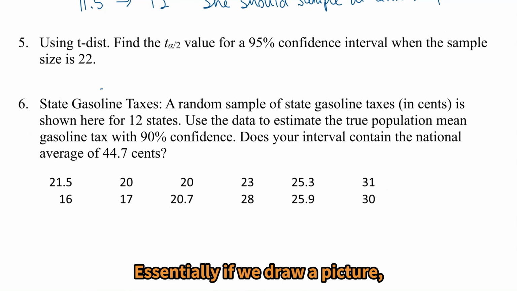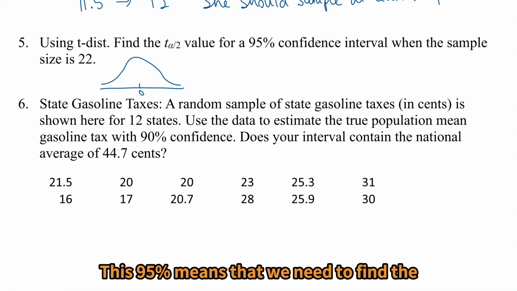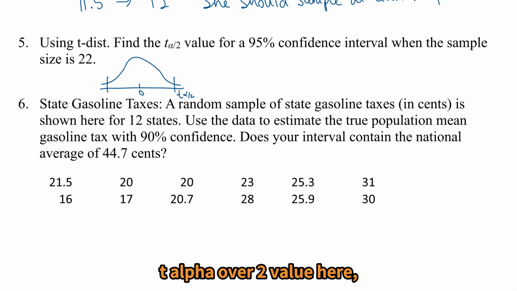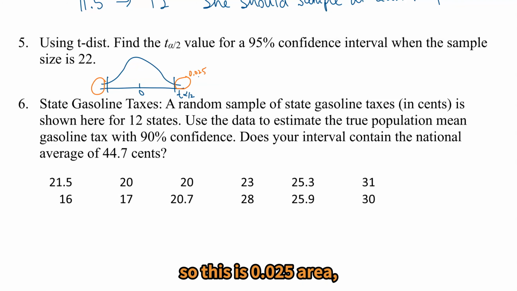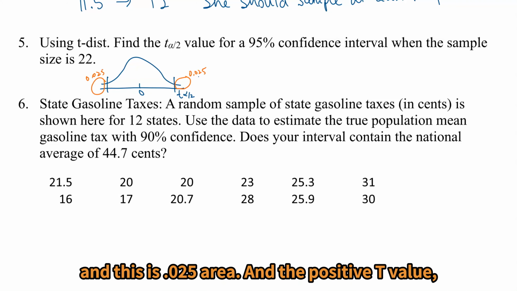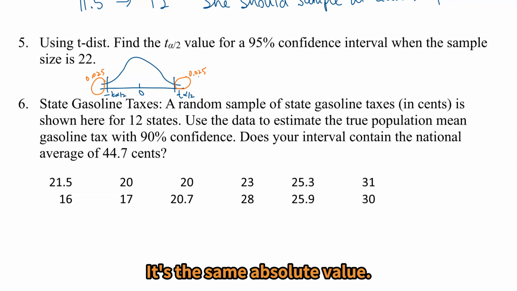So essentially, if we draw a picture, the t-distribution looks a lot like a normal. 0 is our mean. This 95% means that we need to find the t alpha over 2 value here so that the area in the tails adds up to 5%. So this is 0.025 area, and this is 0.025 area. And the positive t value, this is going to be a negative t value. That's the same absolute value.